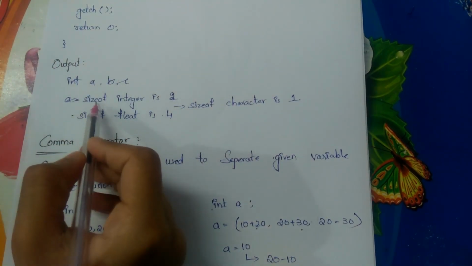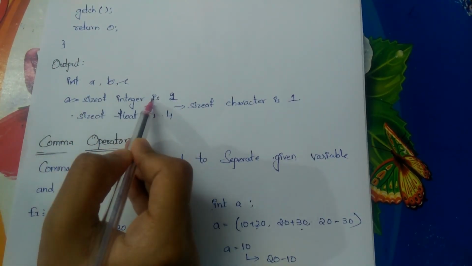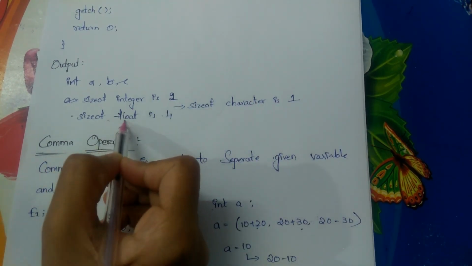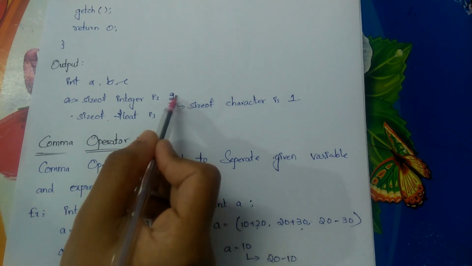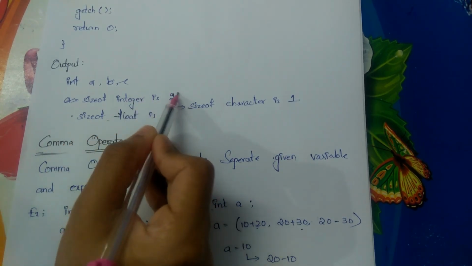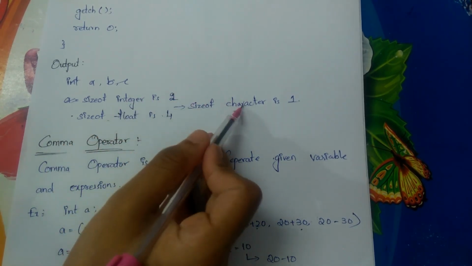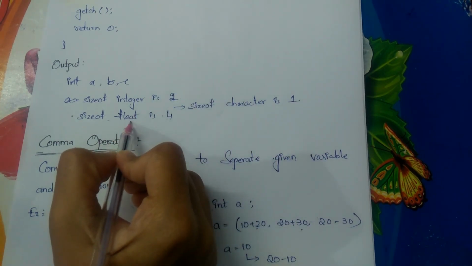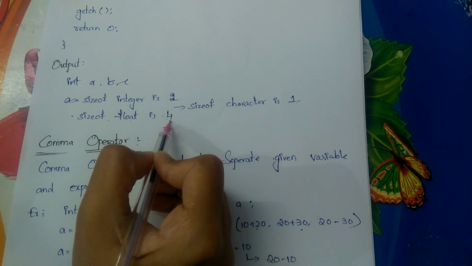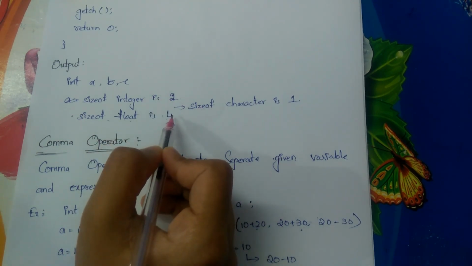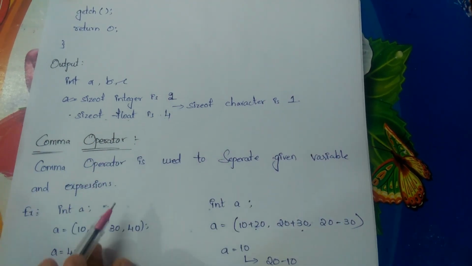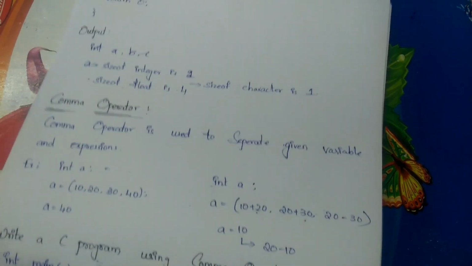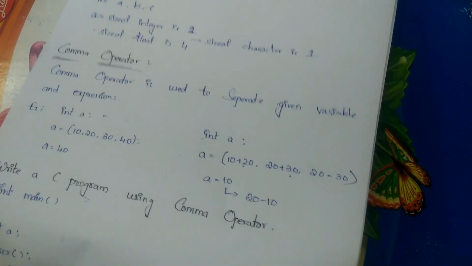Now in the output it will be printed as size of integer is 2, size of character is 1 and size of float is 4. Because each integer takes 2 bytes of memory, each character takes 1 byte of memory, and each float value takes 4 bytes of memory. So this will be printed on the output screen. So this is about the sizeof operator. Now let's see the seventh operator, that is the comma operator.